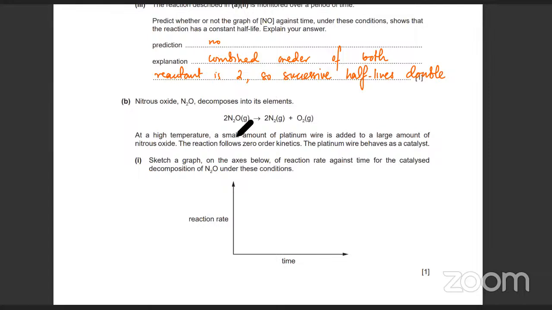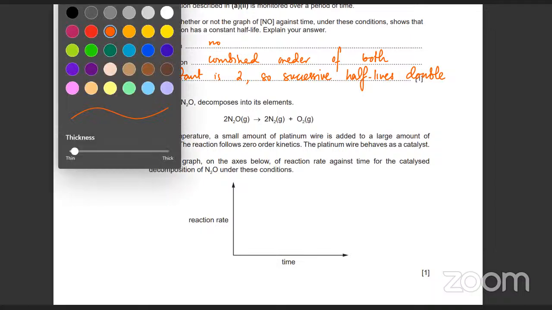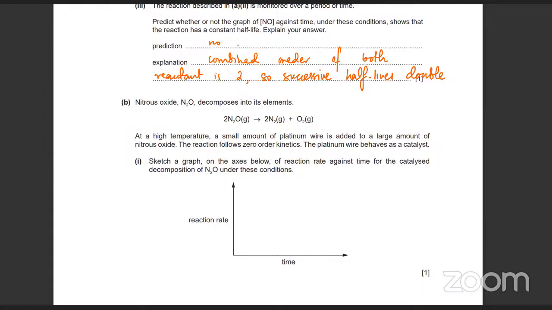Agla part hai, at a high temperature, a small amount of platinum wire is added to a large amount of nitrous oxide. The reaction follows zero order kinetics. So a small amount of platinum wire is added to a large amount of nitrous oxide. The platinum wire behaves as a catalyst. Sketch a graph on the axis below of reaction rate against time for the catalysed decomposition of N2O under these conditions.